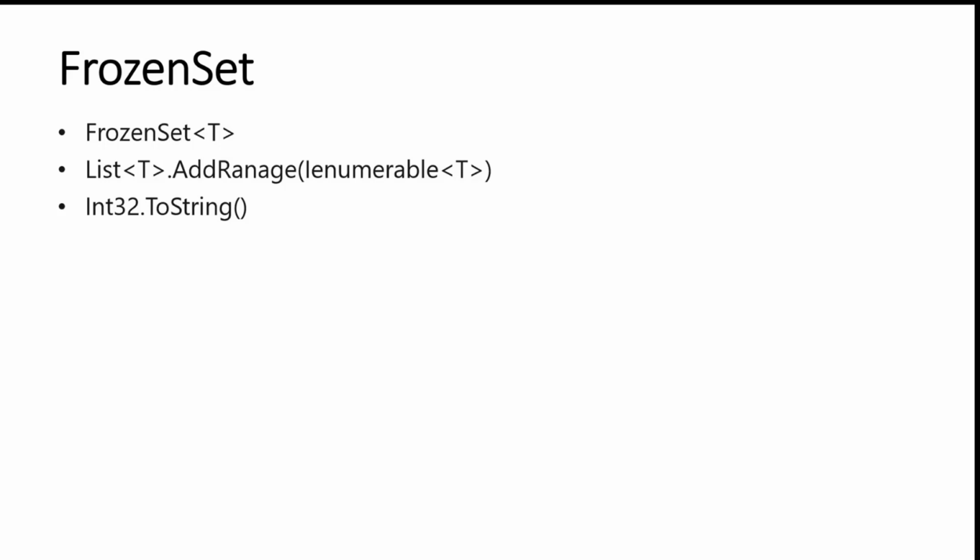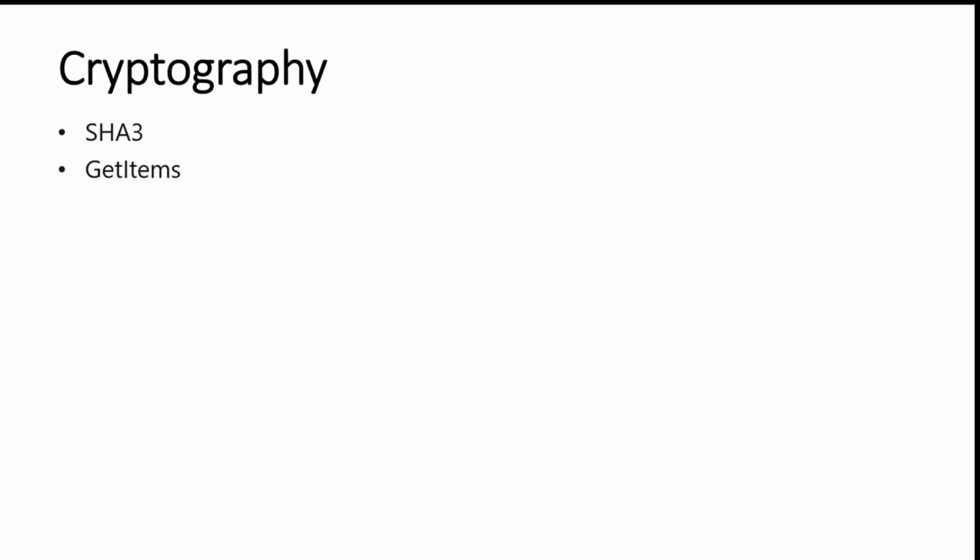You can just use it for enumeration purposes. And then there is a performance improvement on the AddRange functionality, and then Int32.ToString has some performance improvement if you've been using integer ToString in your code a lot of times. Cryptography, there is SHA-3 implemented out of the box, and there is GetItems, where you can use it as part of the cryptography to pick random items from a list or collection.